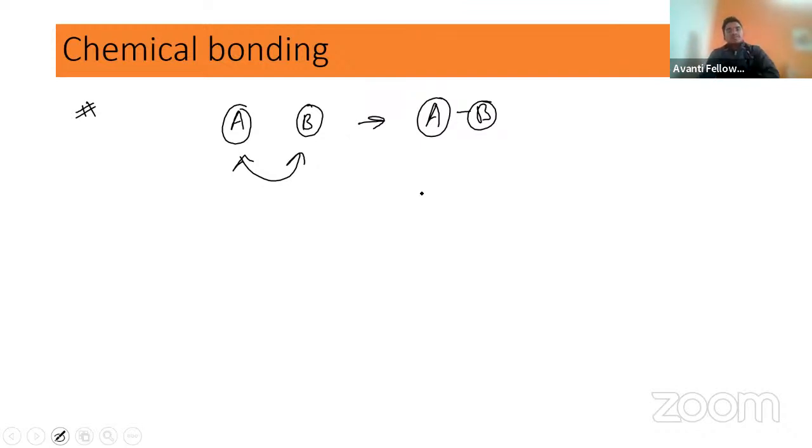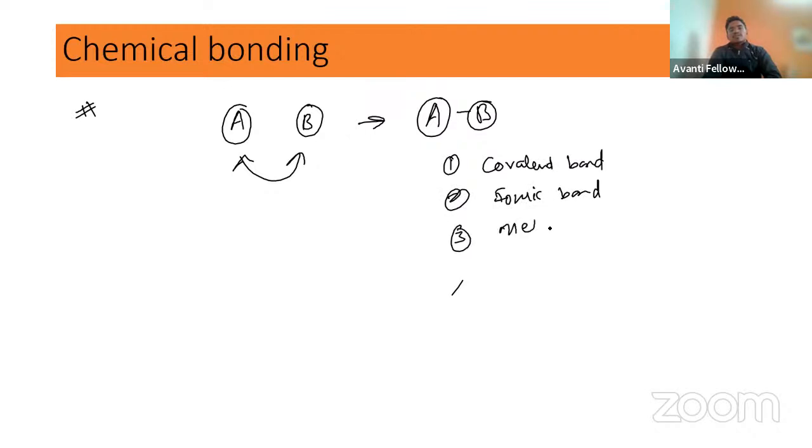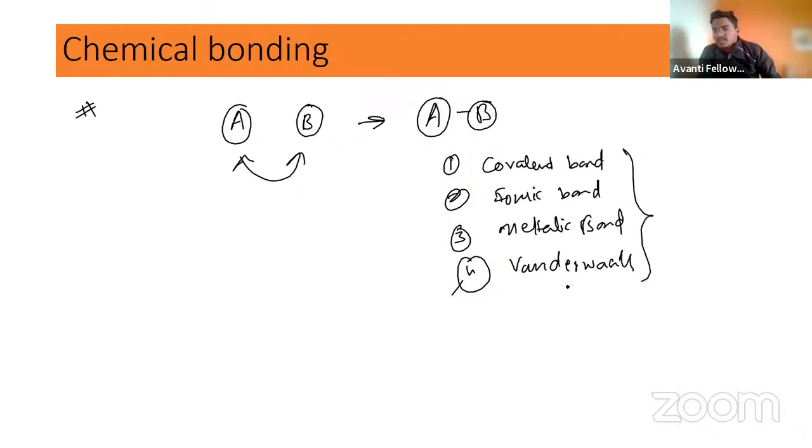So there are so many types of bonds. One, we will study about covalent bond. Next one is ionic bond. Third one is metallic bond. And the fourth one is what? Covalent bond, ionic bond, metallic bond, and van der Waals force of attraction. So these are some of the types of bonds which will be formed among the compounds. How they are forming and why they are forming, we are going to study in chemical bonding.